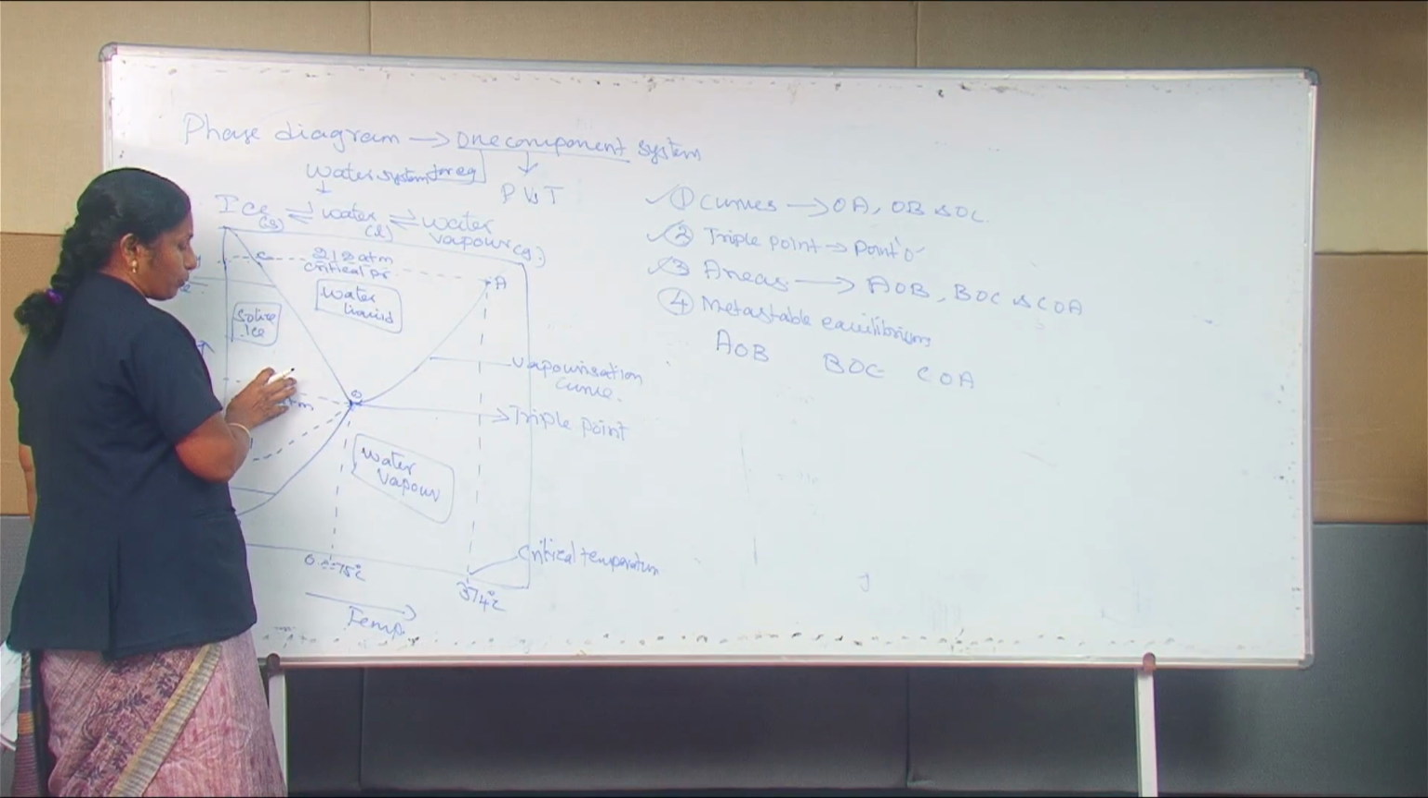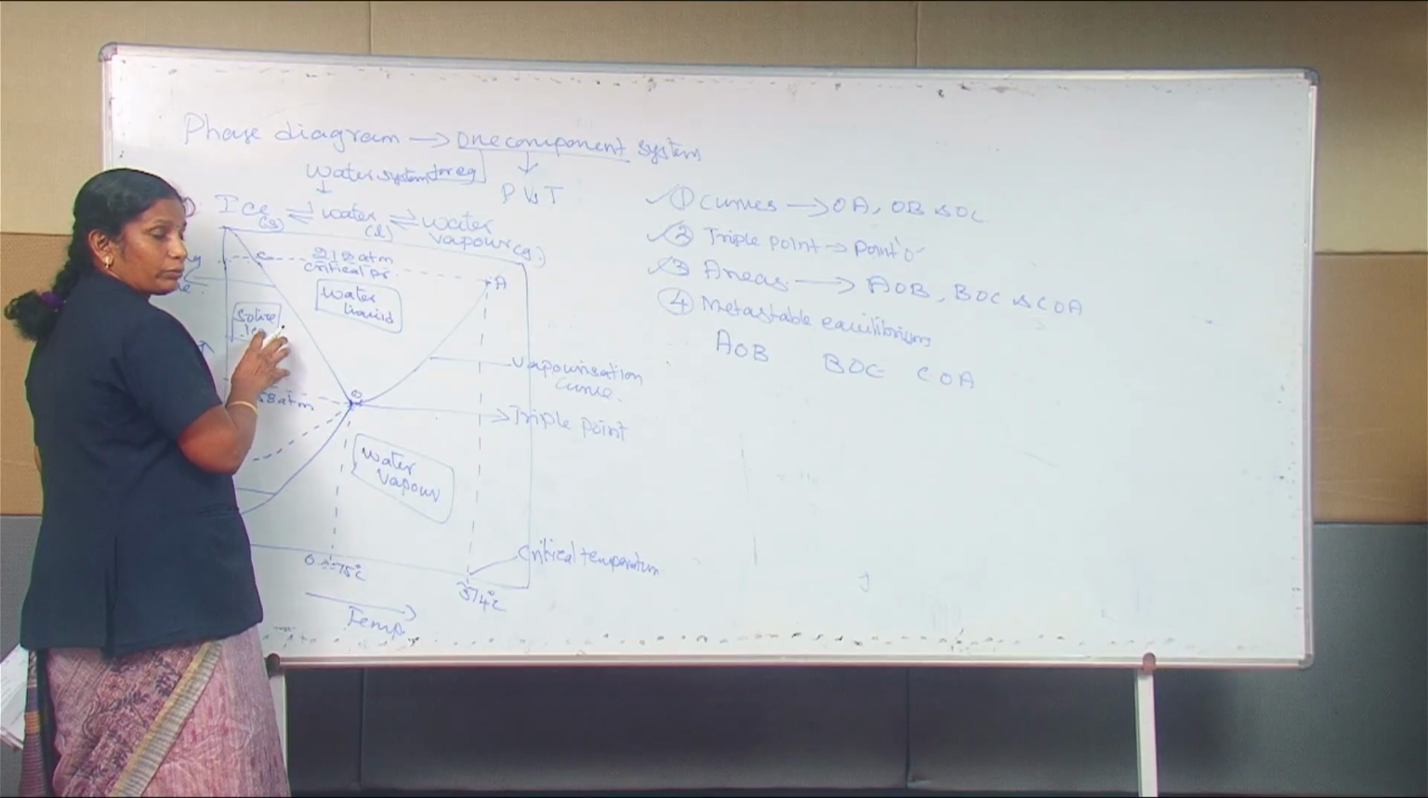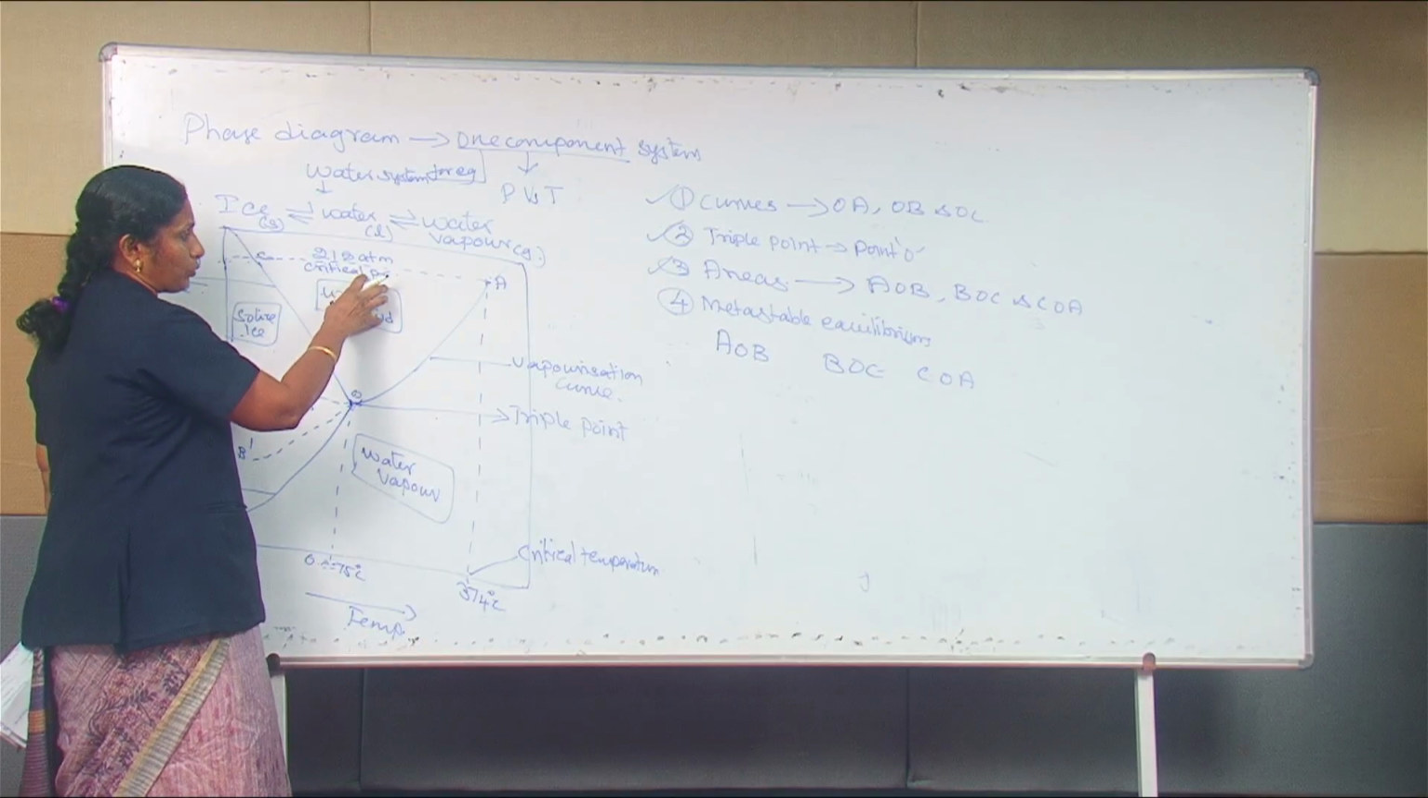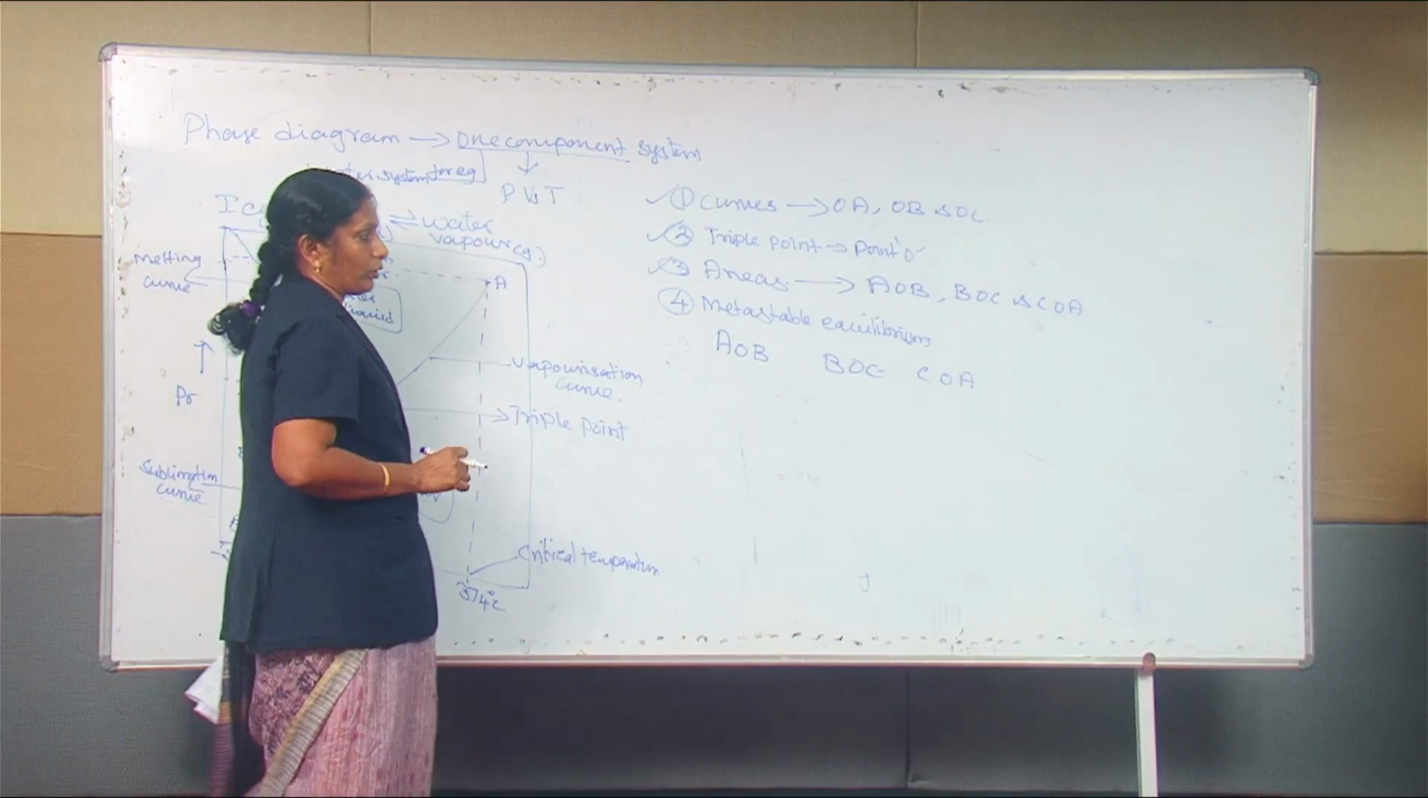In the area BOC, only solid ice exists. And in the area COA, only liquid water exists.